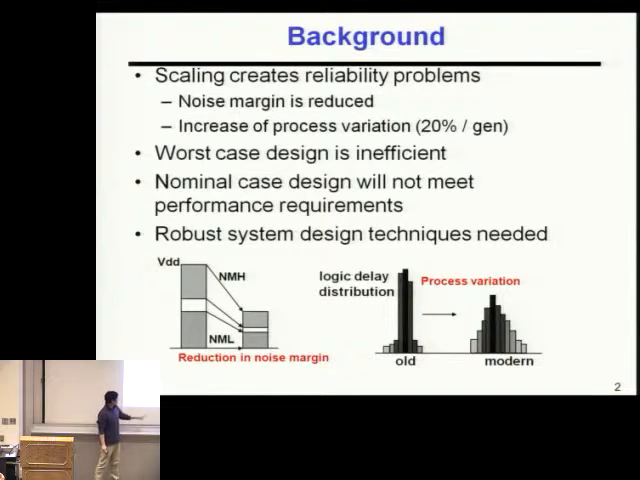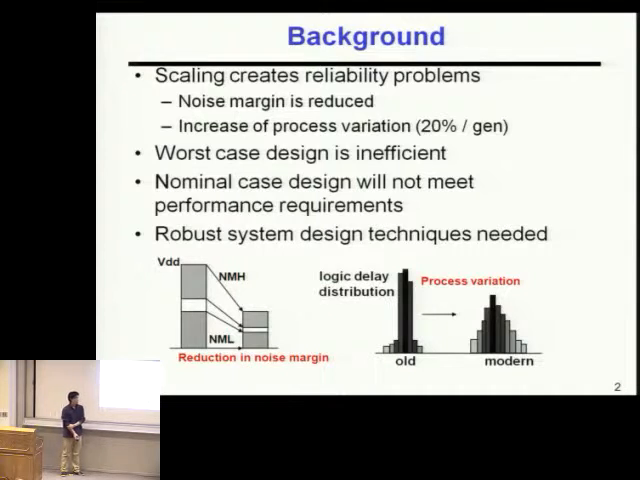In older processes, if you have a nominal delay, most of the devices are concentrated around that delay with very few outliers. But in modern nano process technology, the delay curve is spread out, so you have a huge variation. So even though with process scaling the average delay decreases, the worst case delay may not necessarily decrease as much.